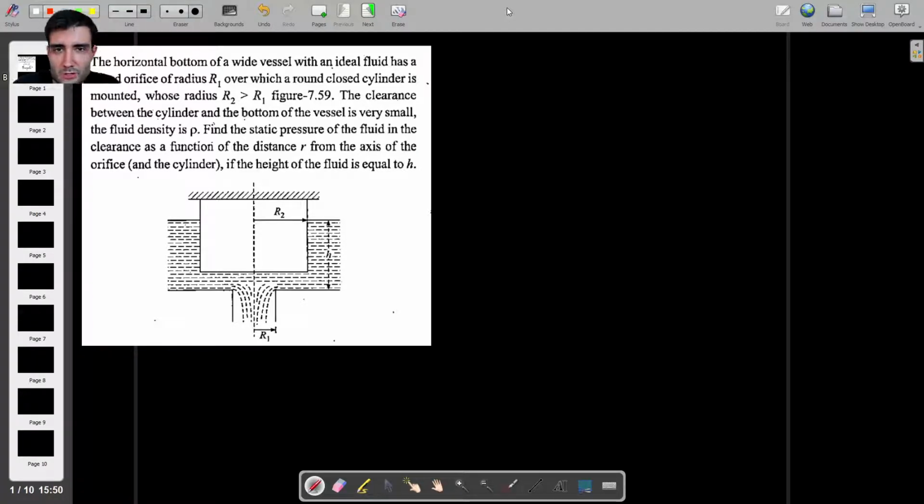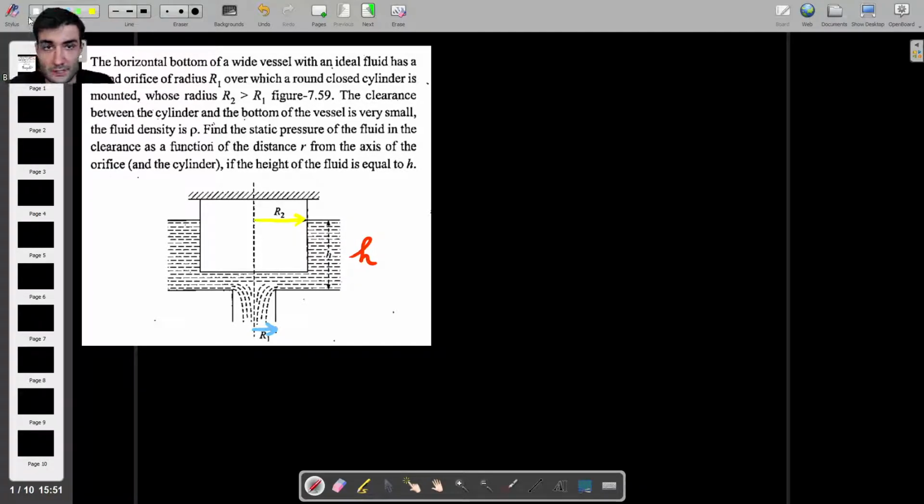So let's try to read the question and understand what we have to find. We're dealing with a vessel, and inside that vessel there is an ideal fluid, and a solid object within that vessel. That object has a cylindrical shape and a radius of r2. The depth of the liquid is given as lowercase h, and the liquid is flowing out of that vessel through an orifice which has a radius r1, like this.